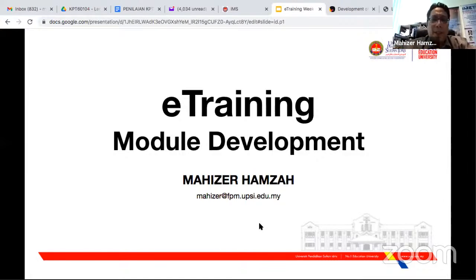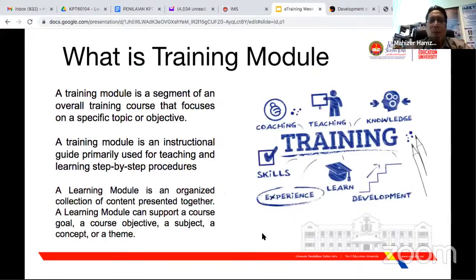Okay, today we are talking about e-training and module development. What is a training module? A training module is a segment of an overall training course that focuses on a specific topic and objective. This means that in a module you have several topics. For example, if you have a module for developing multimedia material, it has small units that consist of the topics you would like to cover.